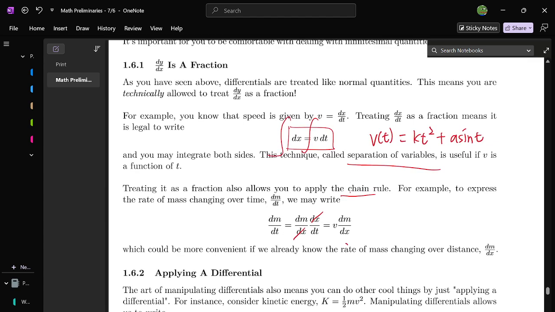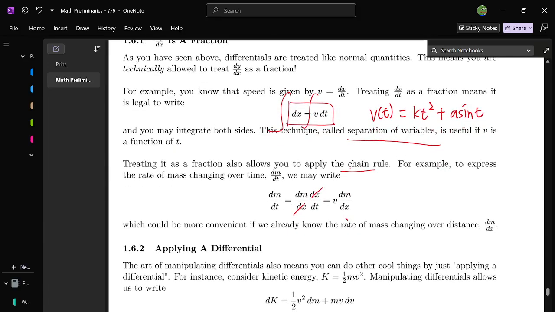So what's the use of this? By using the chain rule like that, it is much more convenient if, for example, you know the quantity dm/dx, meaning that you know how the rate of mass changes over distance, but you want to find how the rate of mass changes over time. Then this is very useful because you are expressing it in terms of what you know. So the moral of the story here is you can always treat dy/dx as a fraction and you can always shift your differentials around. It doesn't matter.